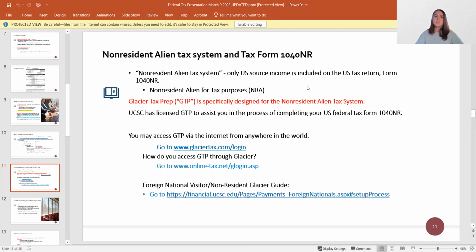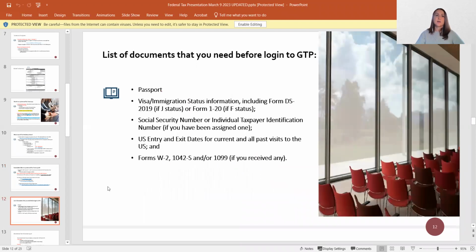UCSC provides Glacier Tax Prep for non-residents through our Glacier accounts. The easiest way is for you to log in to Glacier, and you will have free access to Glacier Tax Prep. Here I also included a link for Foreign National payment processing, where UCSC combines all the resources available for foreign nationals. If you're interested in understanding how this process works here at UCSC, you can review it. They also have a link to Glacier training materials, if you have difficulty understanding how to complete Glacier.